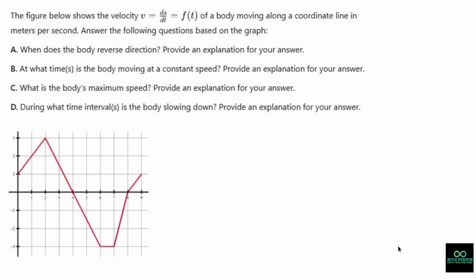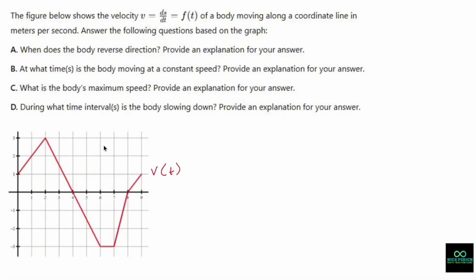Free response question number 3. No calculator. That's fine. We don't need one. Calculators are for suckers. Anyway, this figure below right here shows the velocity v, also known as dS/dt, also known as f of t, all these names, of a body moving along a coordinate line in meters per second. Answer the following questions based on the graph. Well, let me reiterate that this graph is velocity, not position, which is usually given to you as s of t. This is the velocity function.